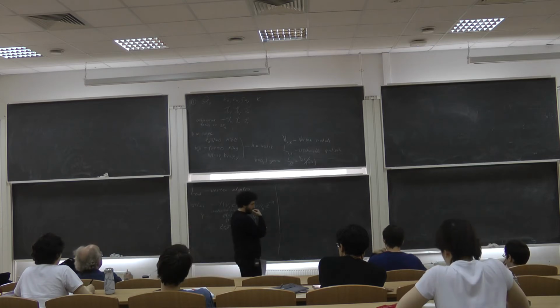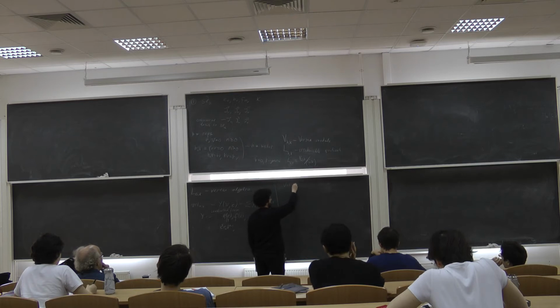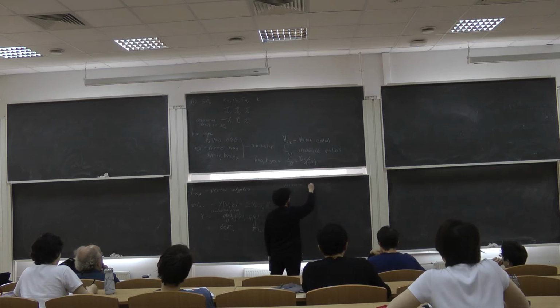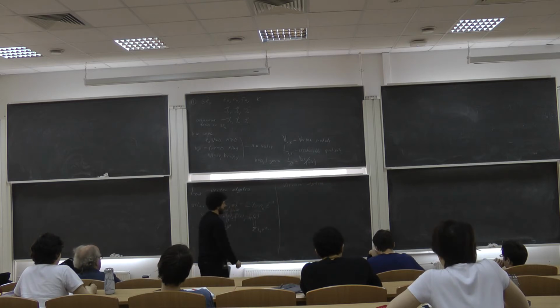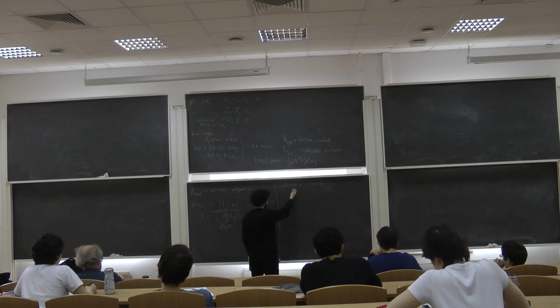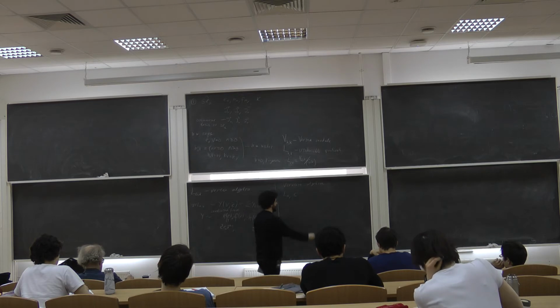And my second main example of vertex algebra, at least for today, will be just the Virasoro algebra. As usual, the Virasoro algebra is generated by Ln and a central element C with the commutation relations.